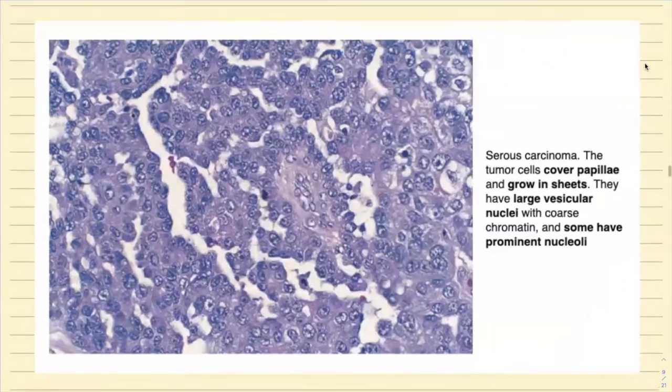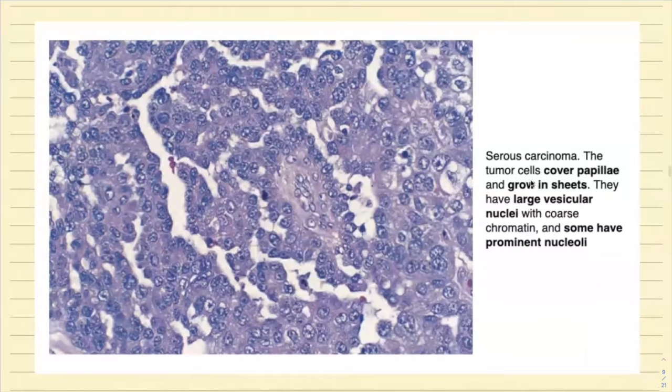Now this is another high power view where you can see that the cells are growing in sheets and papillae, and they have large vesicular nuclei with prominent nucleoli, which is a characteristic feature of these cells.